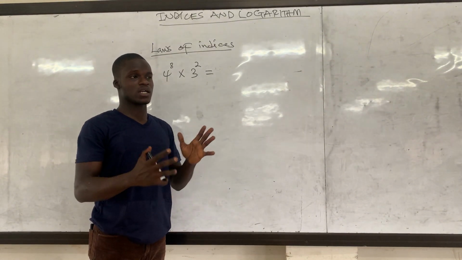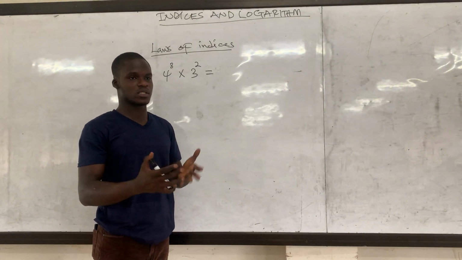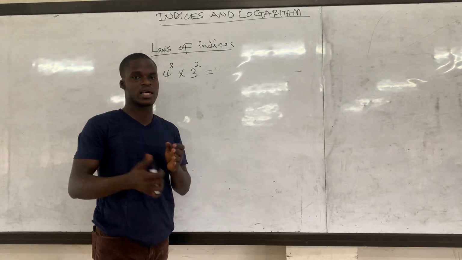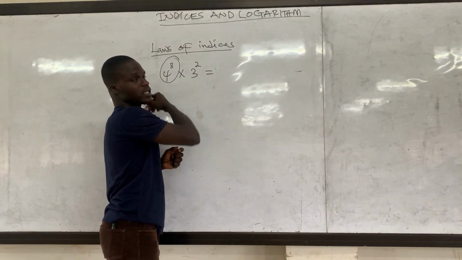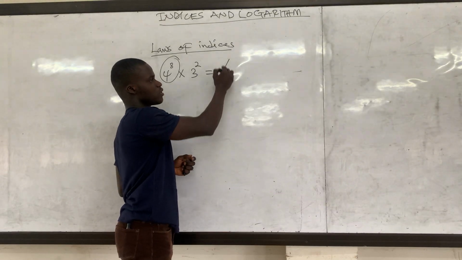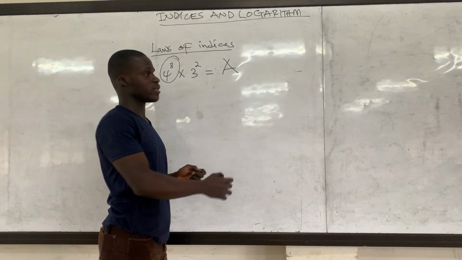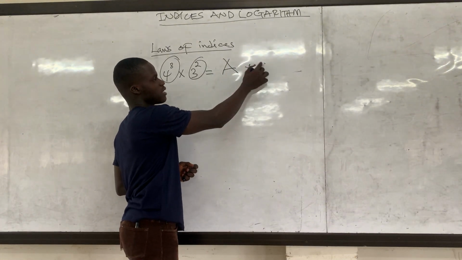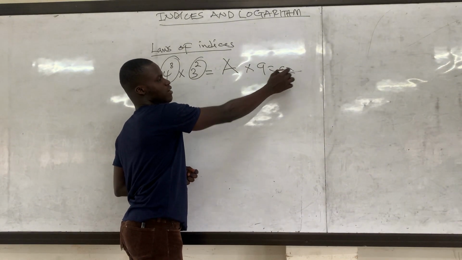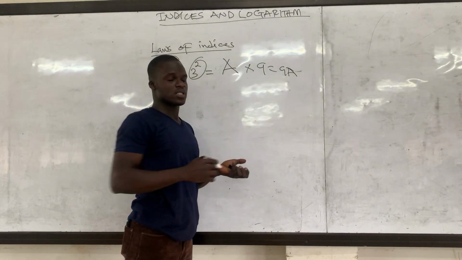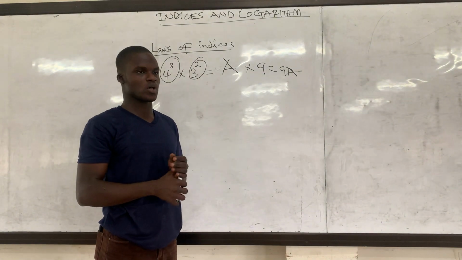I mean, there's no single law in indices which can be used to solve this, unless maybe we work out the answer for this independently, and if the answer is A, we write it here. We also consider this, which is 9. So for the answer A, we just multiply that by 9, then we need to solve this.